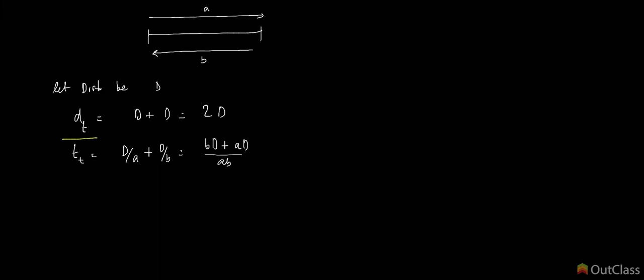Now all you need to do is divide these two things and you will see that the D's will cancel and the AB, which is in the denominator of the denominator, goes up to the numerator and you will have A plus B below. So this is a direct formula for average speed for a to and fro journey. If the forward journey is a kilometer per hour and the return journey is at b kilometer per hour, the average speed for the whole journey is 2ab by a plus b.